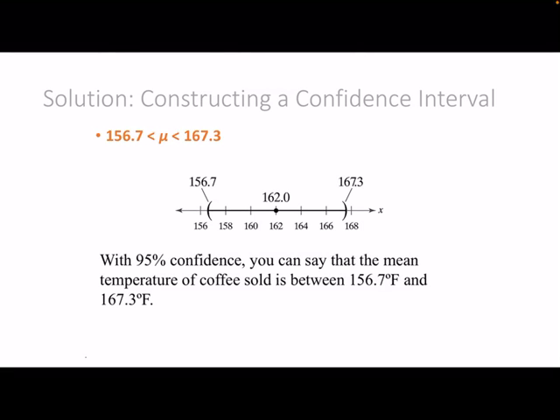And here's the interpretation. We were told with 95% confidence level, what were we measuring? You can say that the mean temperature of coffee sold is between 156.7 degrees Fahrenheit and 167.3 degrees Fahrenheit. And that concludes that example. I'm going to do another example in the next video.